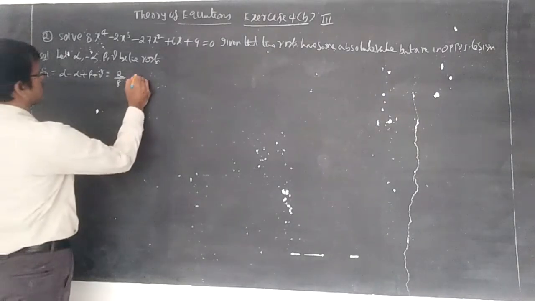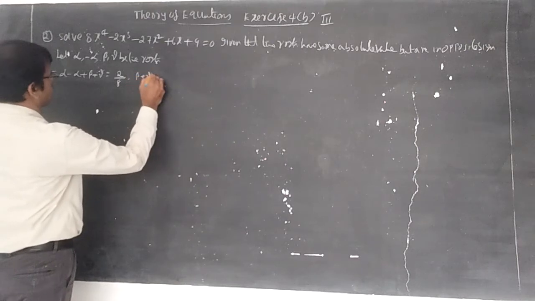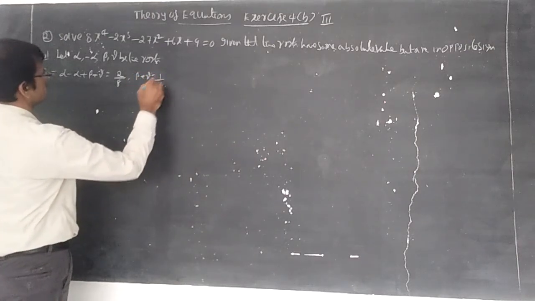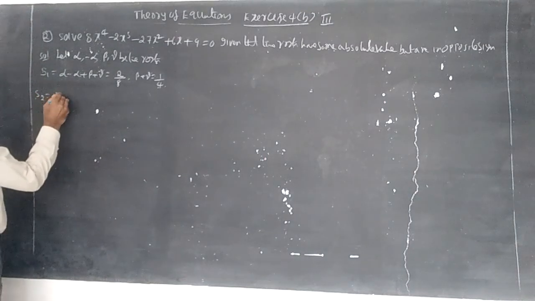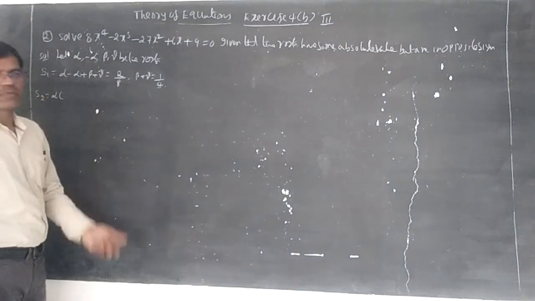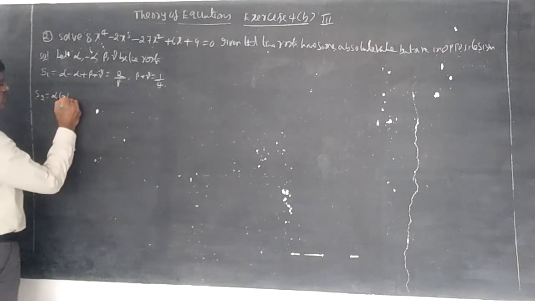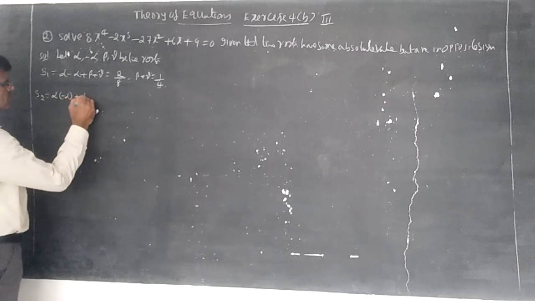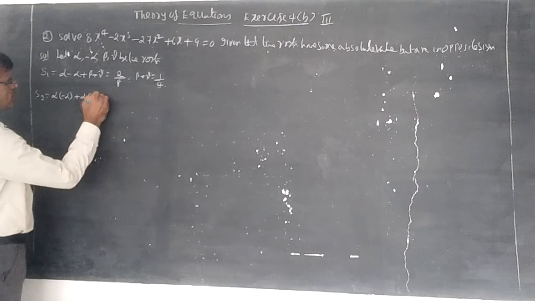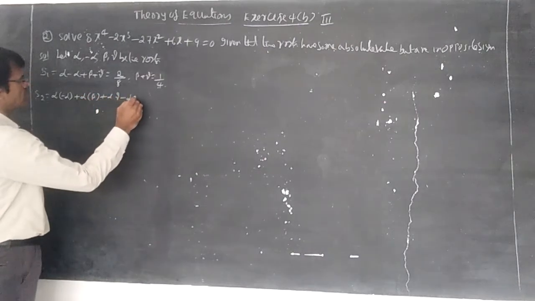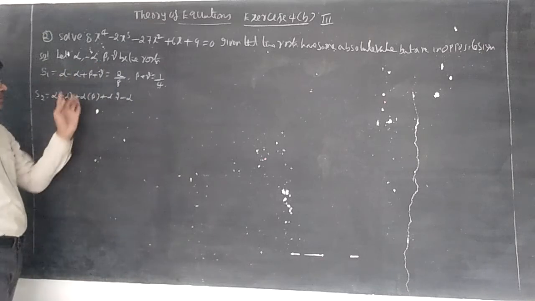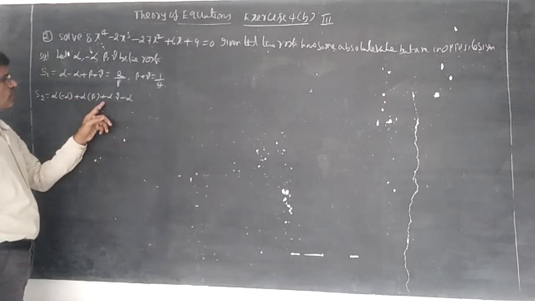So beta plus gamma equals 1 by 4. Now S2: alpha beta plus alpha gamma plus alpha delta, like that you can write. Alpha into minus alpha. Next alpha beta plus alpha gamma. Next minus alpha, because alpha beta completed, alpha gamma, alpha delta completed.